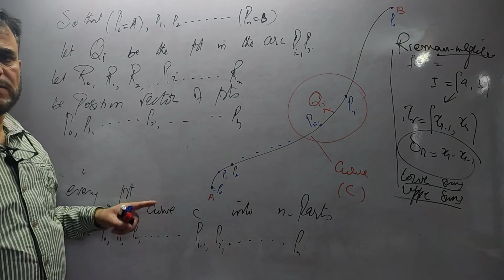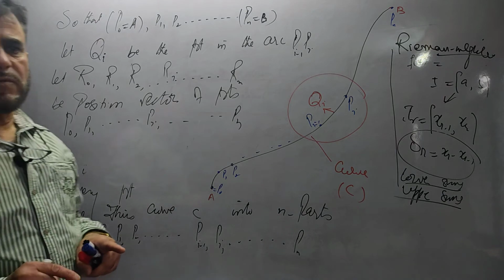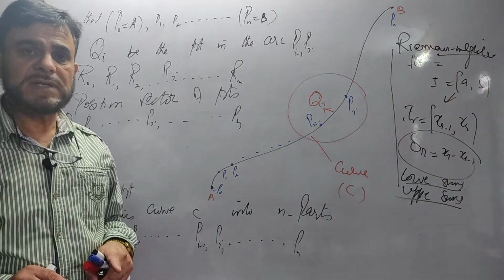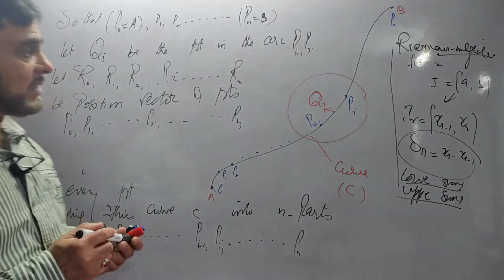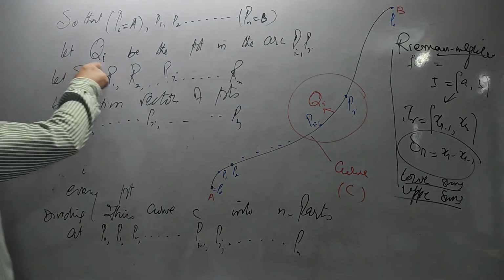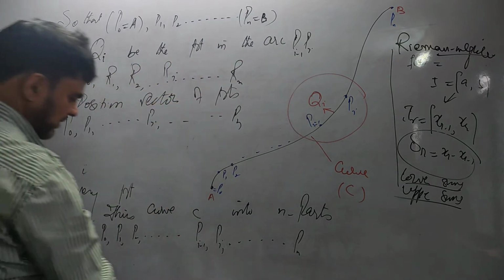And you know the position vector formula. When the position vectors of 2 points are given, how do we find vector AB? It is the position vector of B minus the position vector of A. We are using that here. We take these position vectors, and we took Qi to be the point in the arc Pi minus 1 Pi. Let these be the position vectors of this.